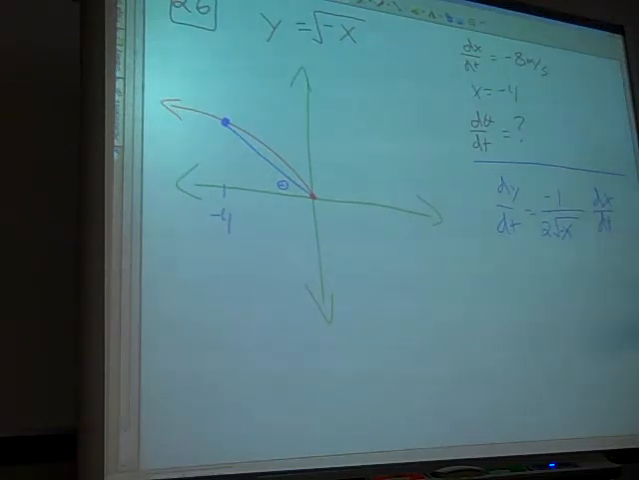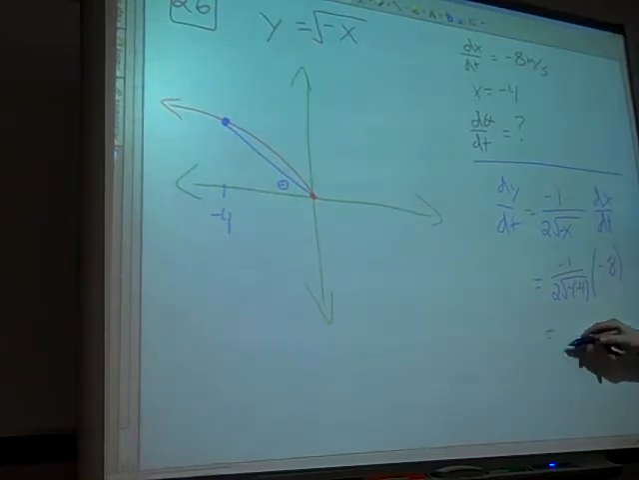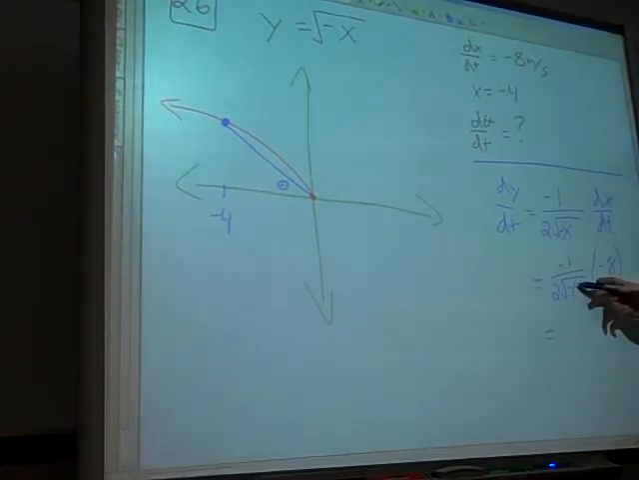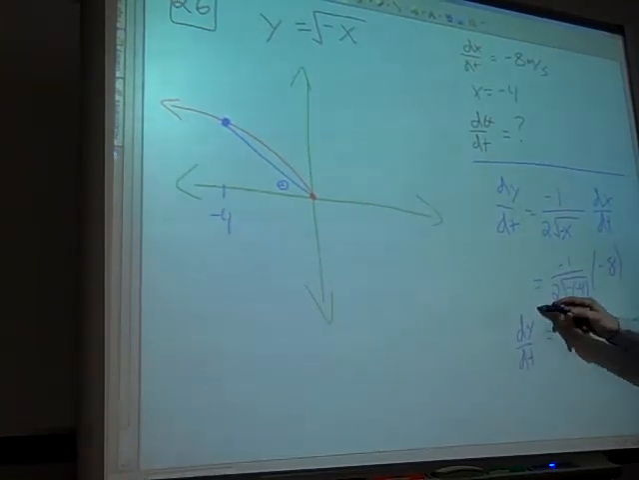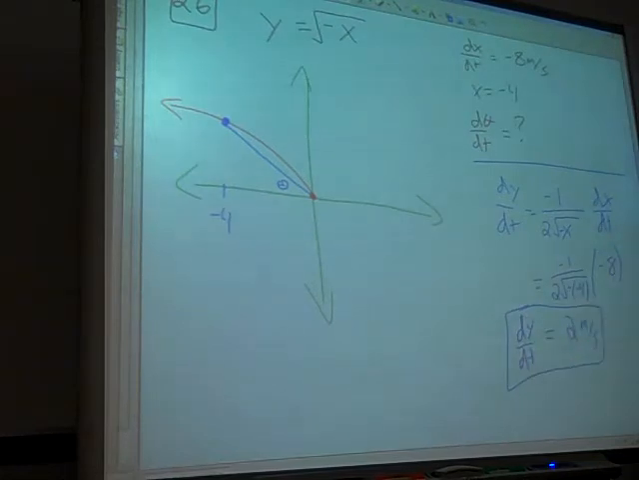The chain rule. And then when x is equal to -4, we get -1/2 times the square root of 4, and dx/dt is -8. So the square root of 4 is 2, so -1/4 times -8 is 2. We'll say meters per second. That's dy/dt.